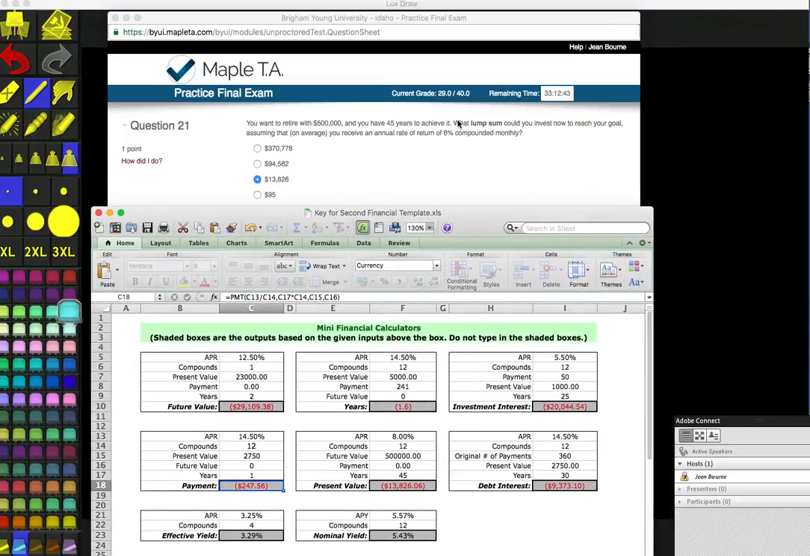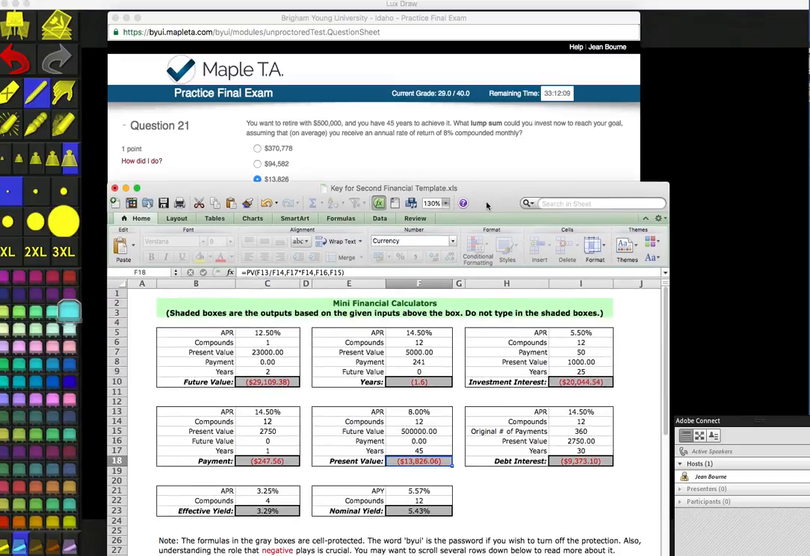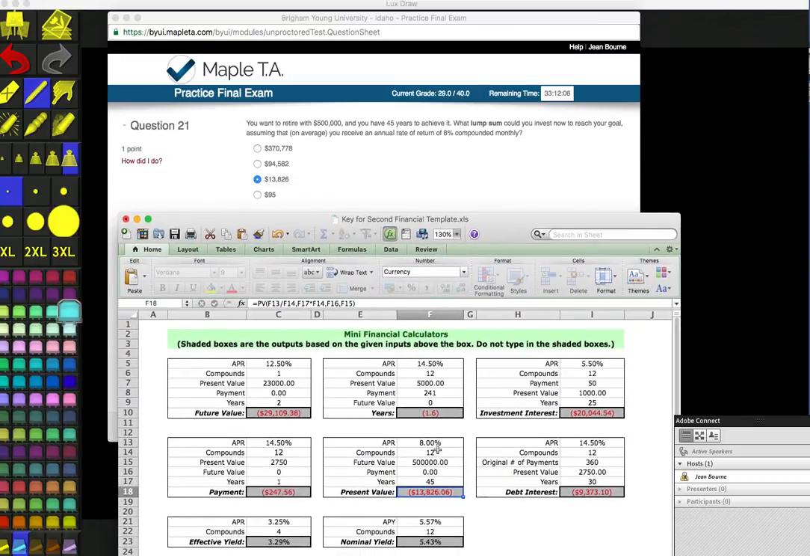So they want to know what lump sum I could invest now. So I want to find my present value based on the future value I want. I already put these numbers in yesterday because I always work through my tests. So I put 500,000 in there. It's 8%, so that goes there. It's compounded monthly, so I get 12 there. I'm not making regular payments into it. I just want a lump sum, and I have 45 years to get it. So if I invest $13,826, then I'll have my lump sum of $500,000 in 45 years. So that's right there.